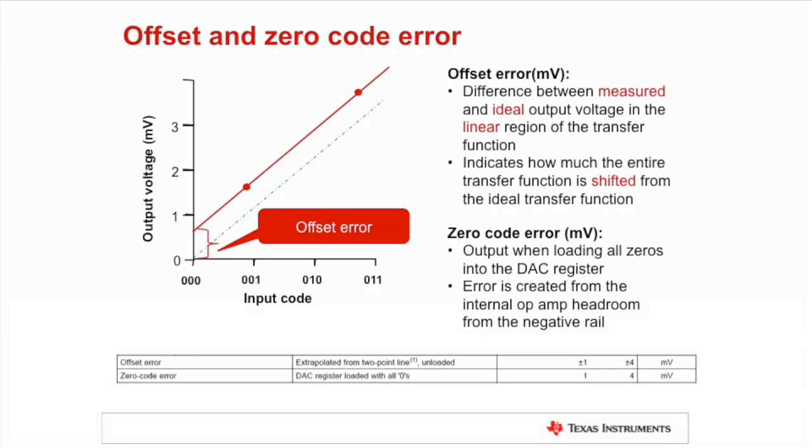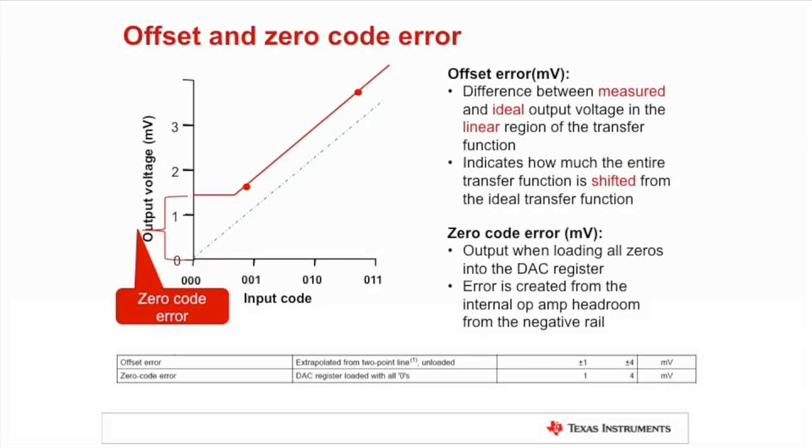region. Zero code error is also attributed to the output amplifier. It is the error caused by the output amplifier's headroom requirements near the positive and negative rails. It is measured by loading all zeros into the DAC data register and observing the difference between the output voltage and the ideal output voltage.